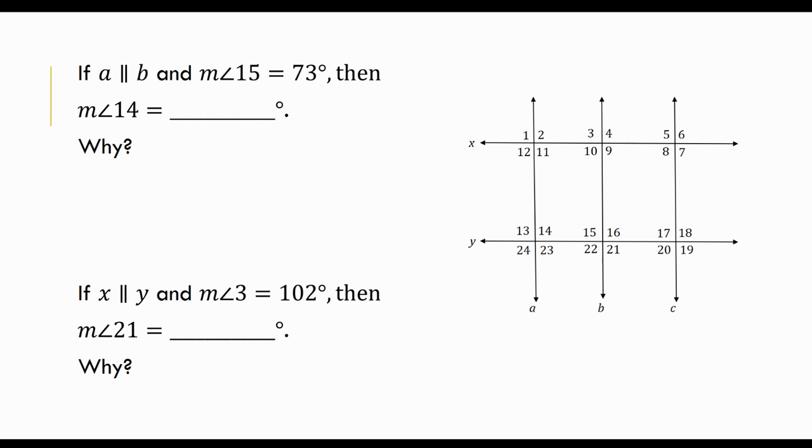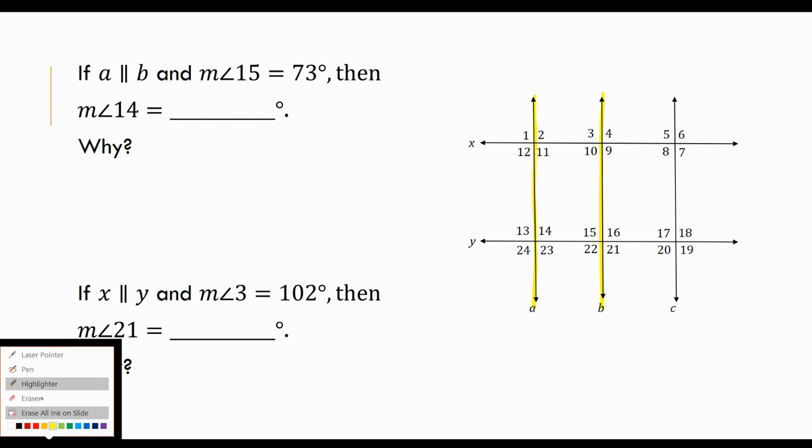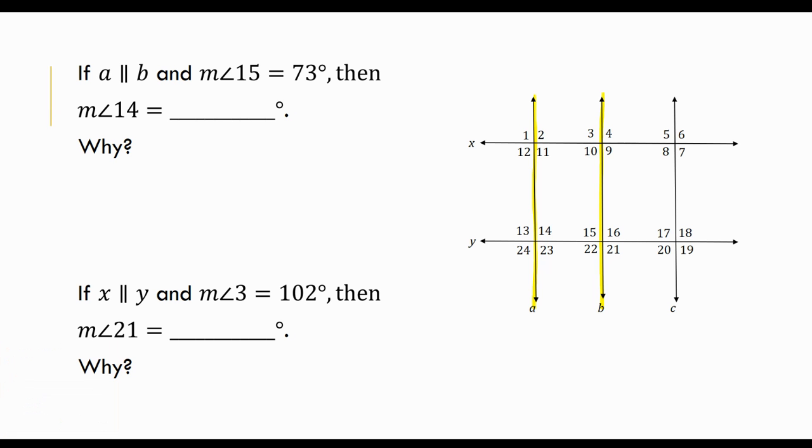So in the first problem, it says if the line A is parallel to the line B. So I'm going to highlight it. So A is parallel to B. So remember, parallel means that they're never going to intersect. We are given that angle 15, which is this angle right here, is a 73-degree angle. And they're wanting us to know, well, what's the relationship with angle 14?